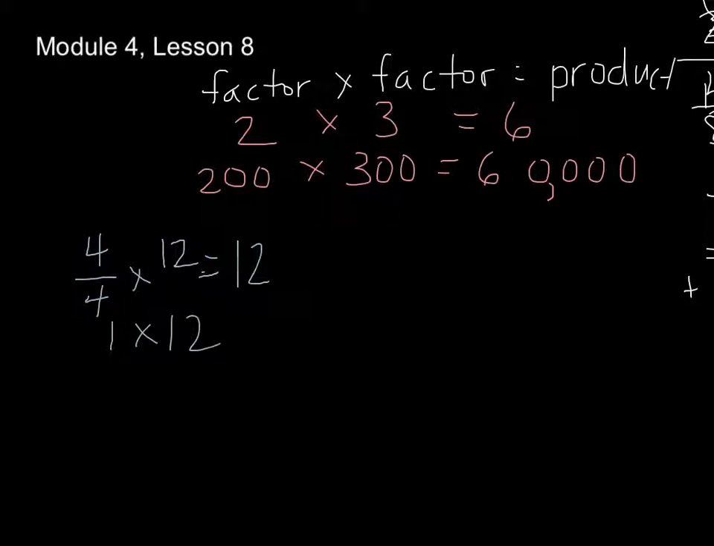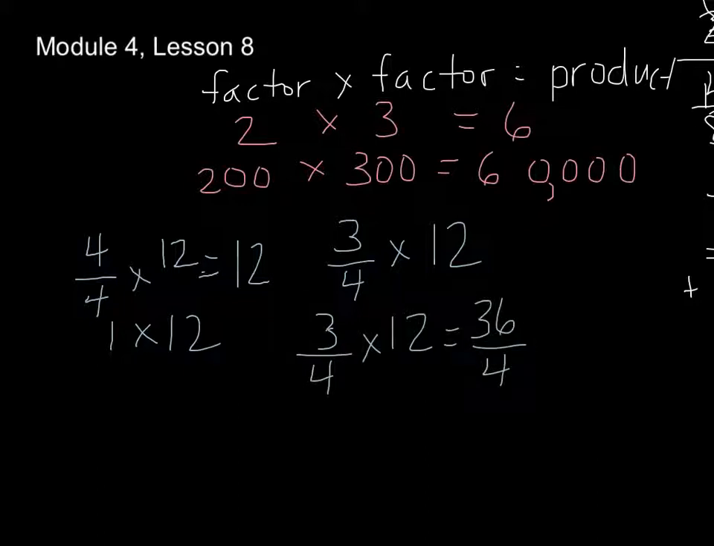What if I had 3/4 times 12? Would anyone like to make a prediction? Is my product of these two factors, one's a fraction, one's a whole number, going to be greater than 12 or less than 12? If you said less than 12, you are correct. And I can show you that just by multiplying here. I get 36 over 4, which is equal to, that's right, 9. Less than 12.